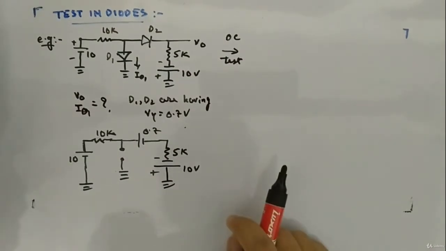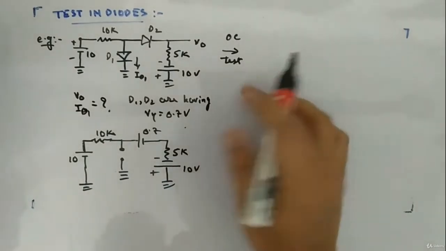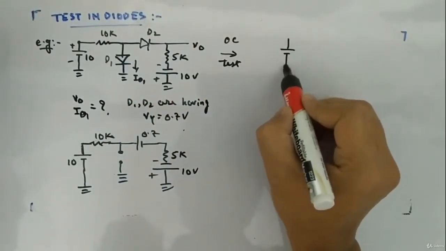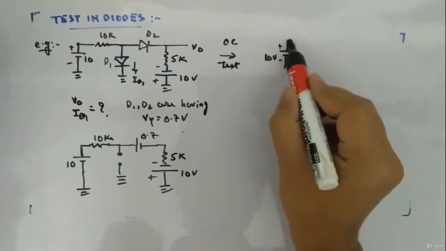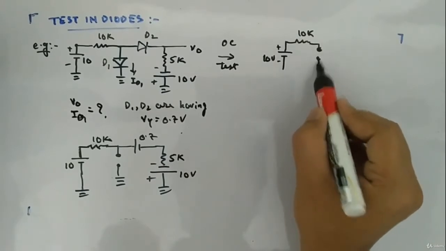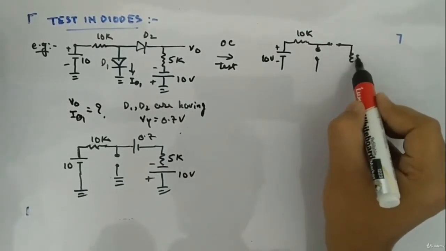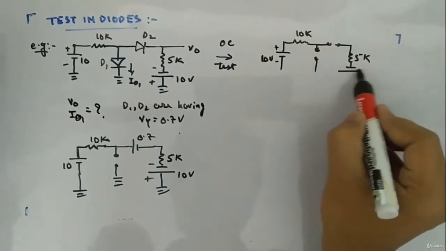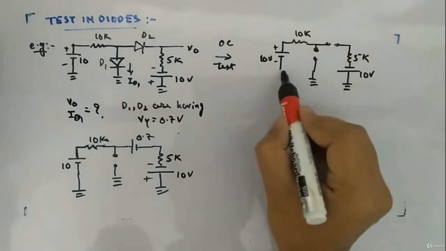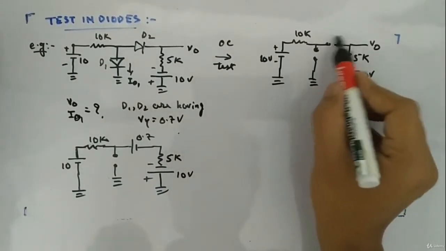Okay, so let's apply the open circuit test. We'll just open it. So what we'll get is: this is 10 volt, positive negative, this is 10k, this will be open, again open, 5k, negative positive, 10 volt, this is ground, this is ground, this is ground. Okay, this is V naught. So we have to calculate the voltage across this.